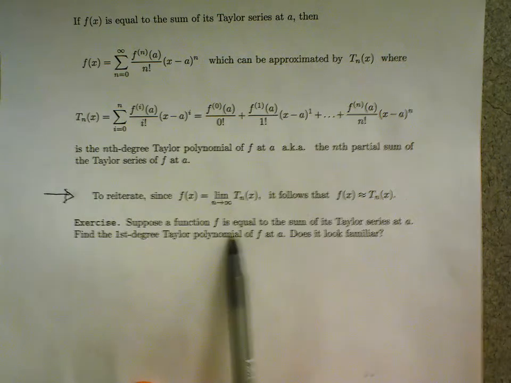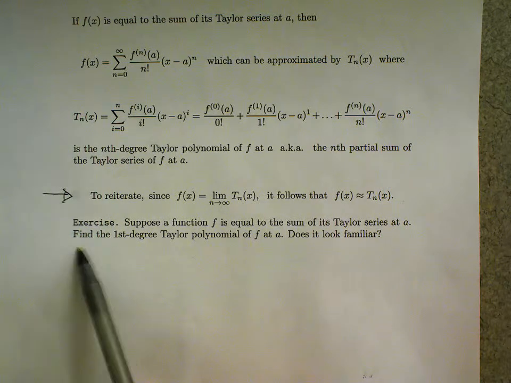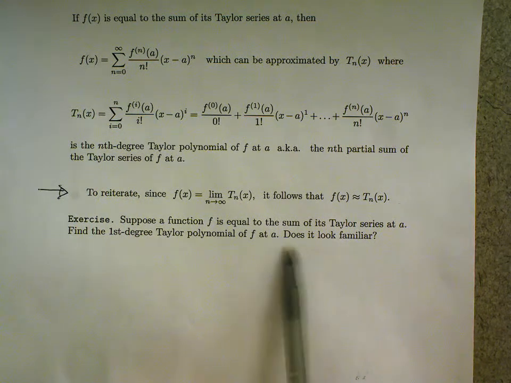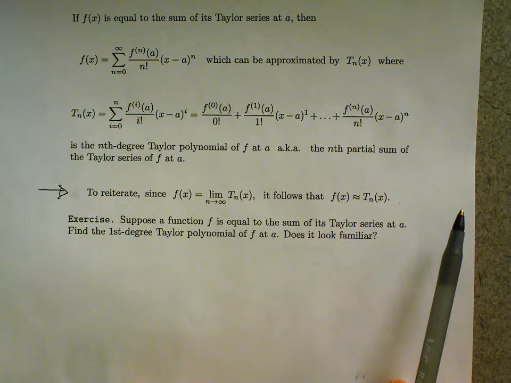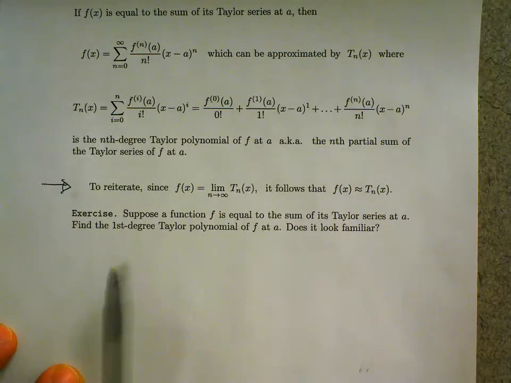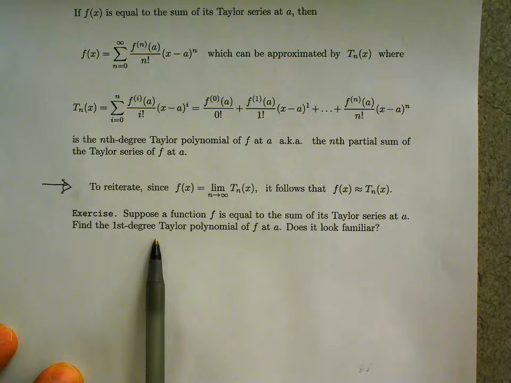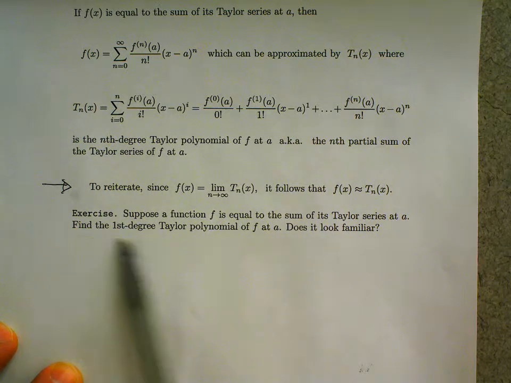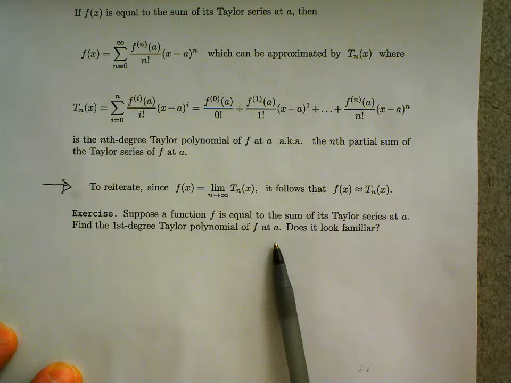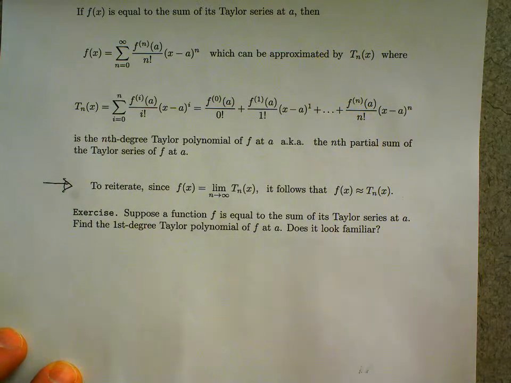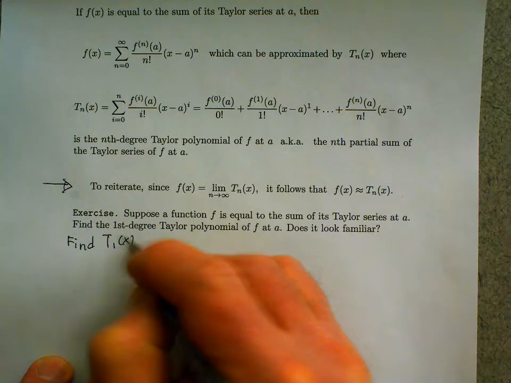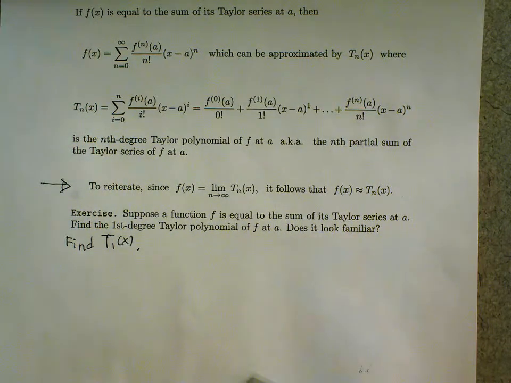So here's a little exercise. Suppose a function f is equal to the sum of its Taylor series at a. Find the first degree Taylor polynomial of f at a, and then look at it and see if it looks familiar. So I'll give you something to do for 3 or 4 minutes. Just using the notation for a Taylor series of a function f, find the first degree Taylor polynomial of f at a. So in other words, find t sub 1 of x. And when you find it, you should be able to type it in.